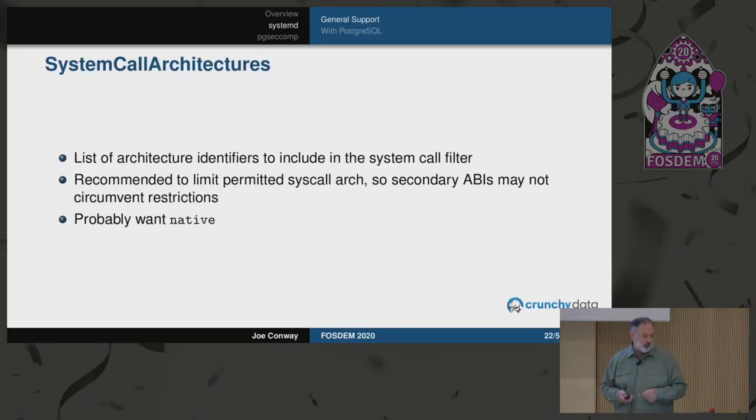There's another primer called system call architectures. That's one of the things that makes SECCOMP difficult: the system calls are architecture specific. And there are some nuances, like if you're on a 64-bit system, you might actually have the 32-bit syscalls available as well. That can actually be a path to exploits. So what you really want to do is restrict the syscalls to just the ones that are native for your architecture, and that's the keyword native.